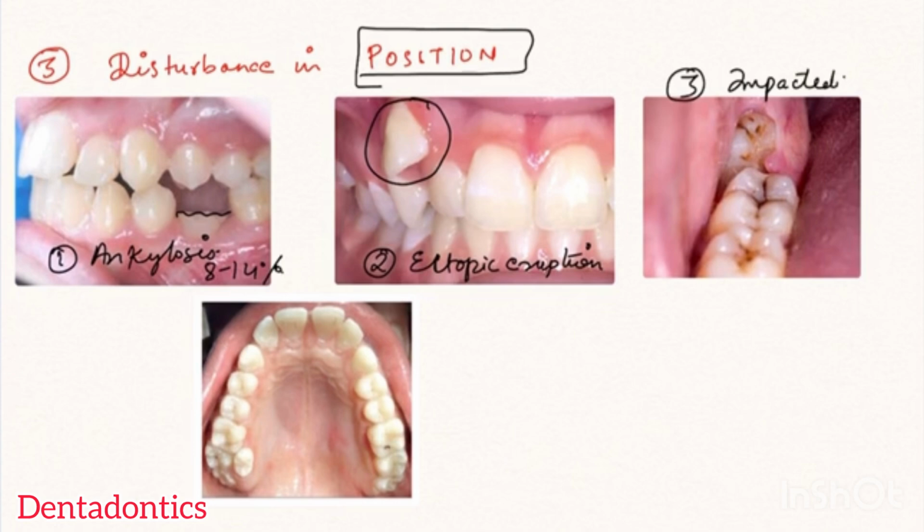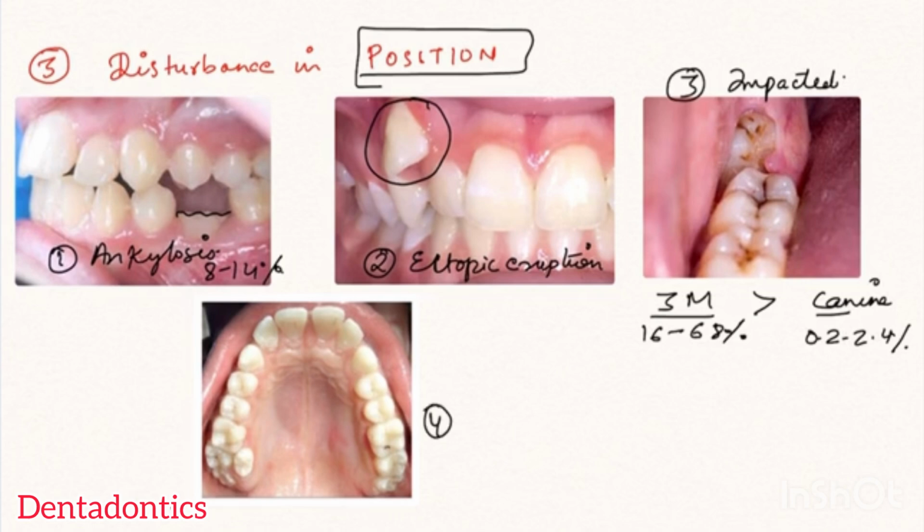Then third is the impacted tooth. Here the tooth will not completely erupt and it will be blocked out in the bone because of the difference in angulation or because of the impaction. The most commonly involved tooth is the third molar, which is 16 to 68% impacted. After that the canine is impacted, where the prevalence rate is 0.2 to 2.4%. So the most commonly impacted tooth is the third molar. After that, the canine is impacted. For impaction, surgical treatment is required.